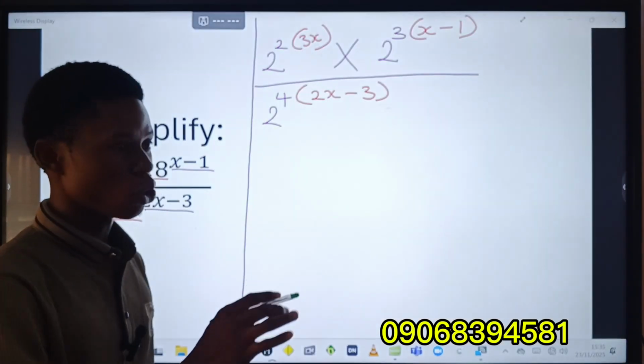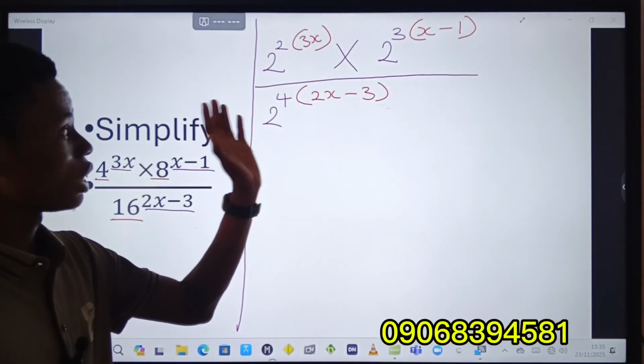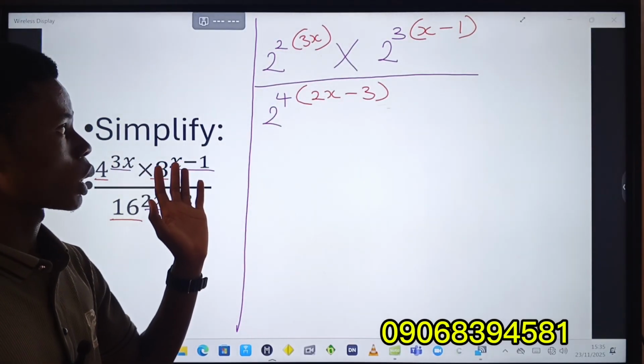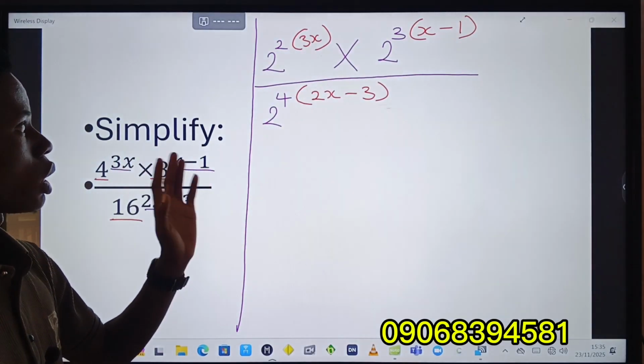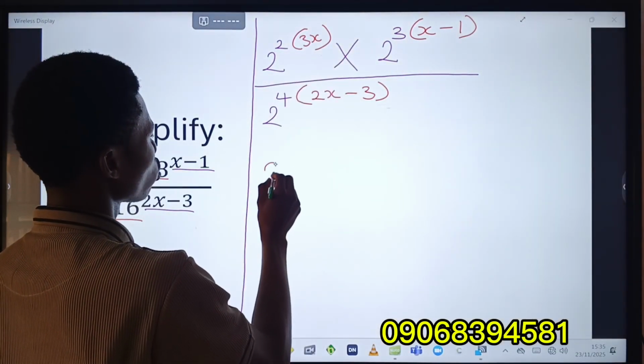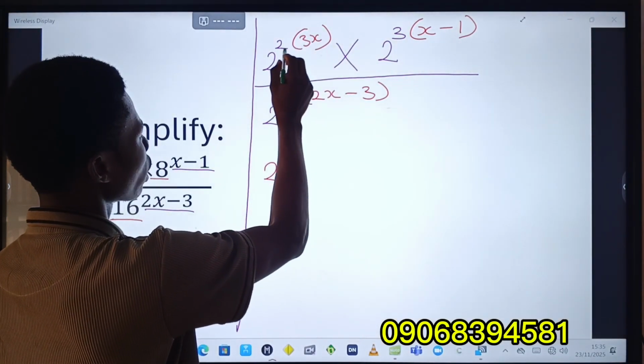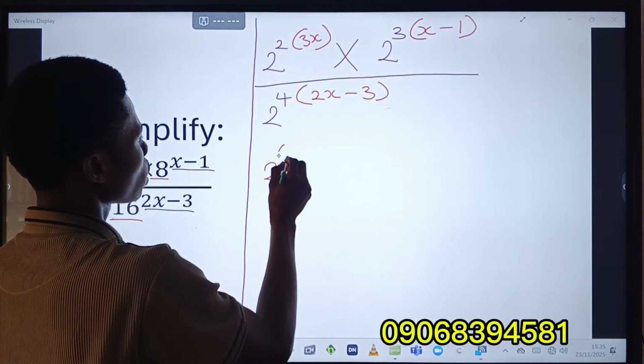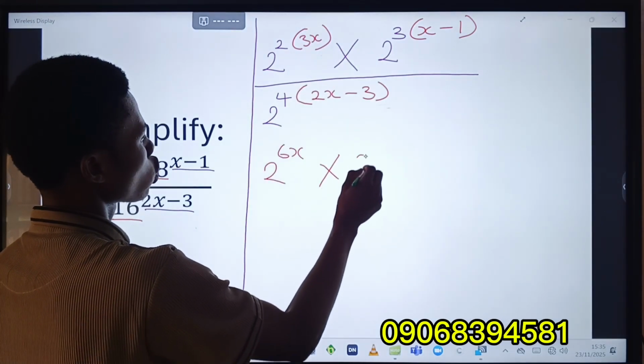I want to take it bit by bit until before we enter the shortcut, because at this point you can just do one thing and you get your whole answer. But I want us to take it bit by bit. Now, if you look at this, I can open the bracket. So this will be 2 raised to power. If I open this bracket, 2 times 3x will give me what? 6x times 2 raised to power.